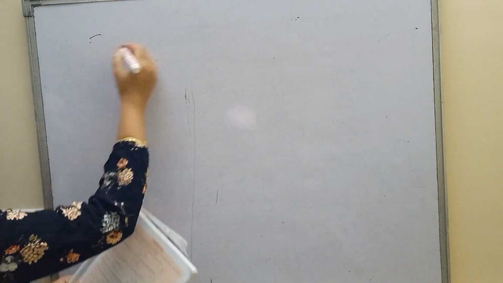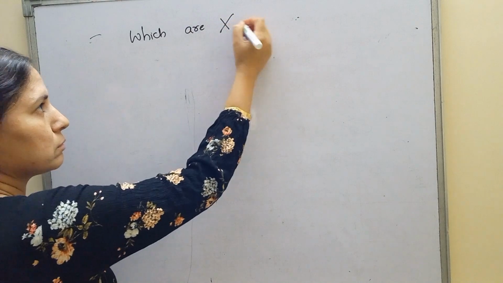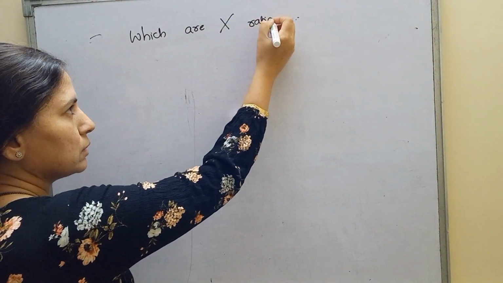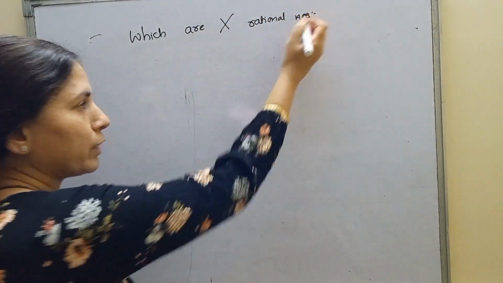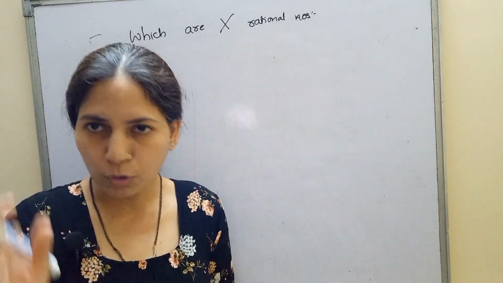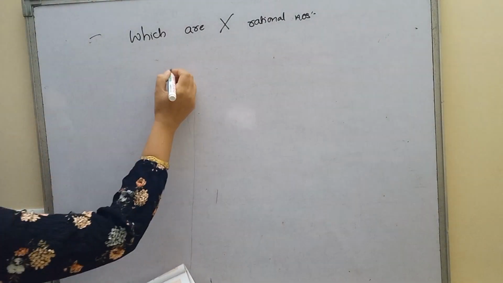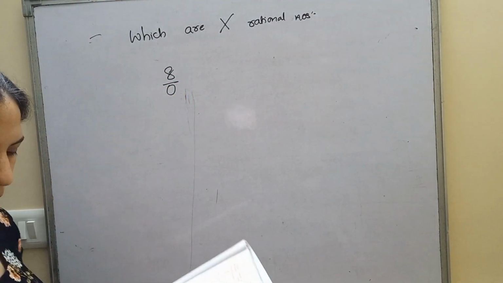Next is 8th question. Which of these are not rational numbers? See, it's easy to find out which are not rational numbers. Just simply you have to check the denominator. If the denominator is 0, not a rational number, otherwise all are rational. See here, 8 upon 0, one question is there, not a rational number.